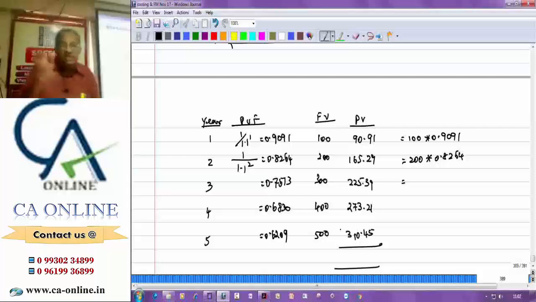So what is the net present value concept? Discount your future cash flows, that is, bring your future cash flows to the present. That is what you call discounting. What is the name? Discounting.